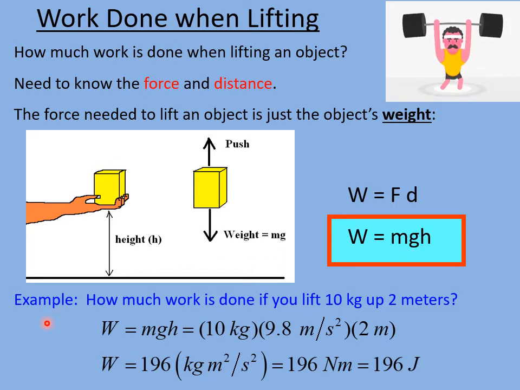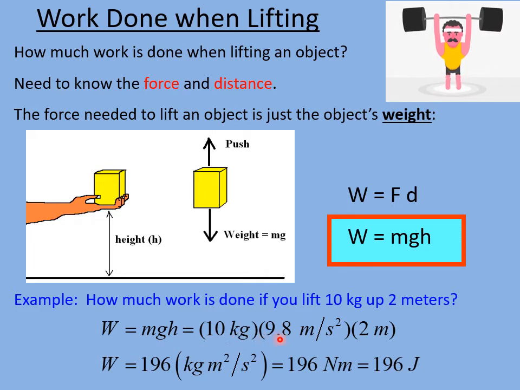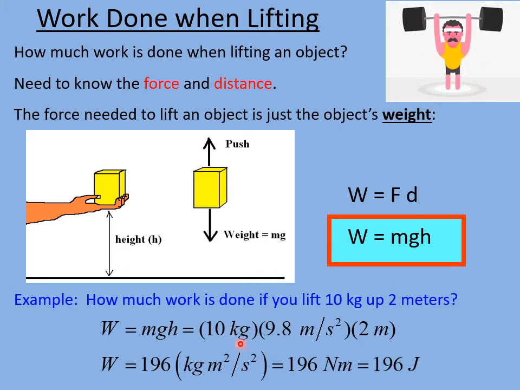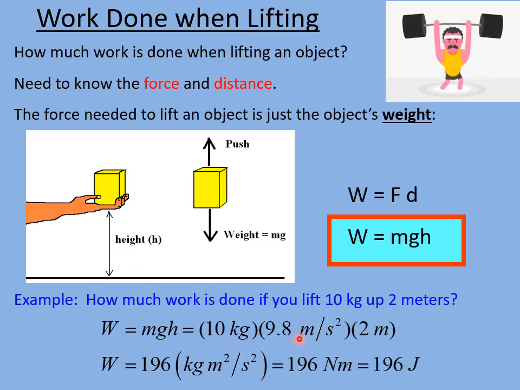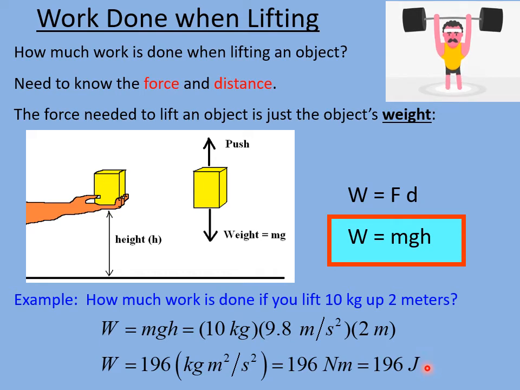So here's a simple example. How much work is done if you lift 10 kilograms up 2 meters? So work is equal to mgh. So we have 10 kilograms times 9.8 meters per second squared times the height is 2 meters. And multiplying all these together, we come up with 196. And again, all these units here, they equate to Newton meters, or more simply, they equate to joules. So as long as we use the mass in kilograms, g in meters and seconds, and the distance in meters, we will have the correct units. So the amount of work done was 196 joules.